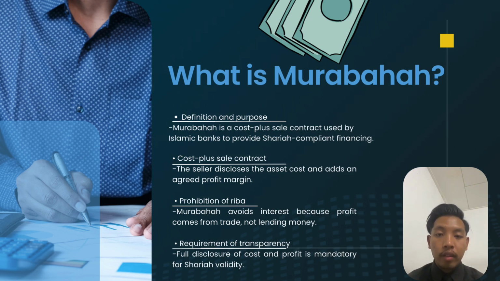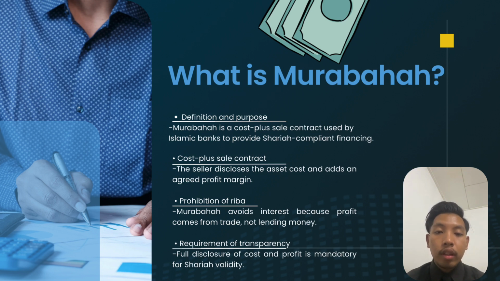So, what is Murabahah? Murabahah is classified as a cost-plus sale contract. This means that the seller discloses the original cost of the asset and adds an agreed profit margin, which is known by both parties from the beginning. Murabahah is permissible under Islamic law because Islam encourages trade and real economic activities, while strictly prohibiting riba or interest. Unlike conventional loans, the profit in Murabahah does not arise from lending money, but from selling an asset at a markup.